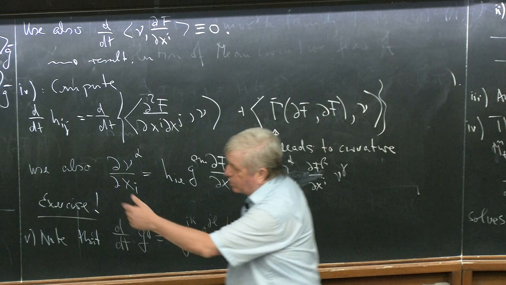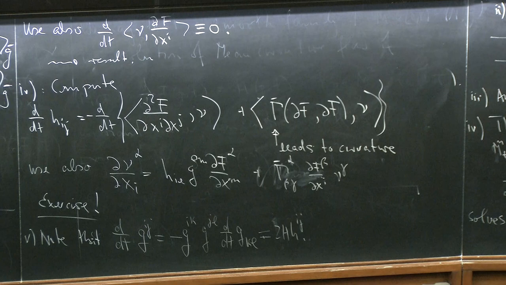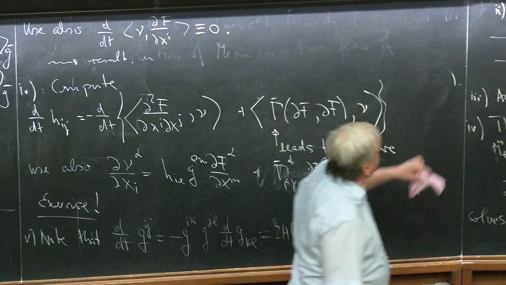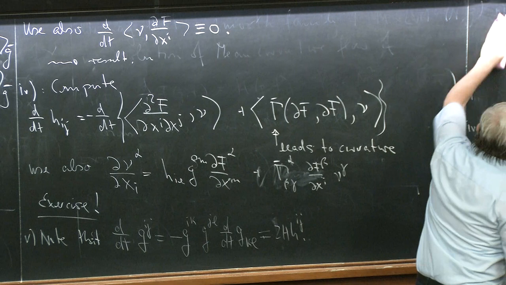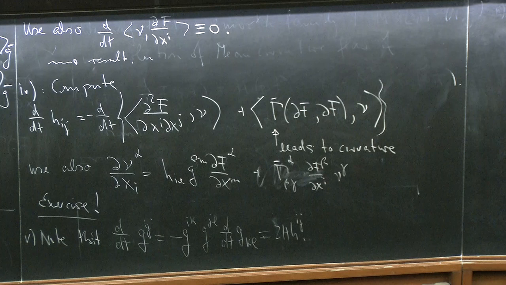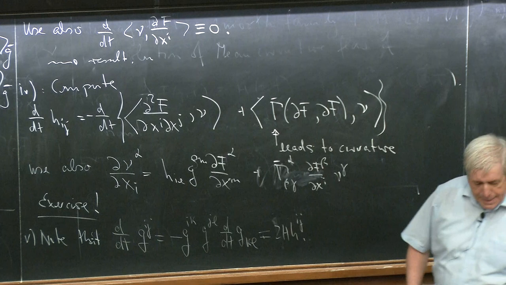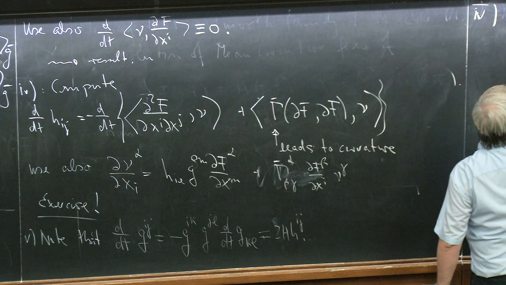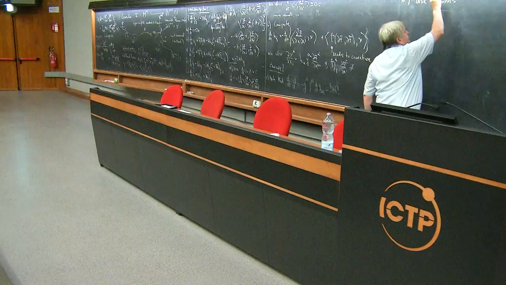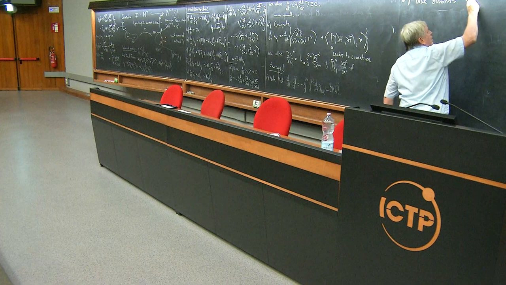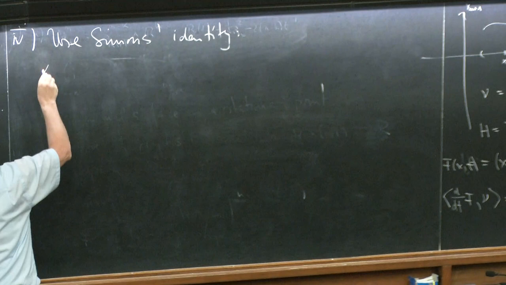Now, to move from equation 4 to equation 4 bar, one uses an important identity of differential geometry, a so-called Simons identity, which occurs in many other contexts. So it's a crucial tool. That's why I think it's important I mention it here. So for 4-bar, you have to use Simons identity. Simons identity is a commutator identity.